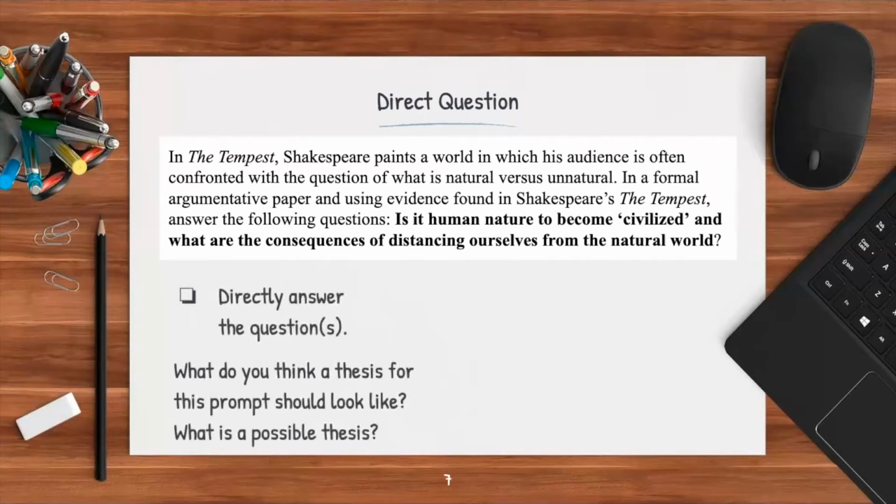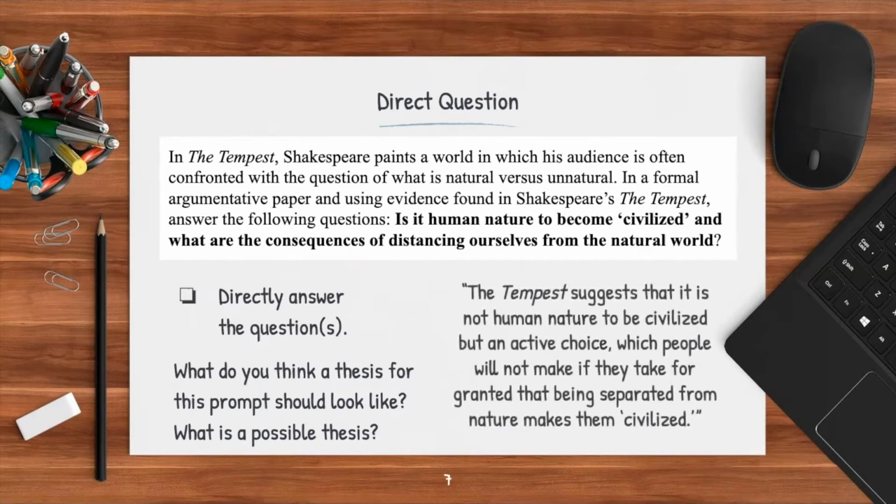For a direct question like this, you'll have to answer the question, and that will be a key part of your thesis. In this example, the prompt asks, is it human nature to become civilized? You essentially have to answer, yes, it is human nature to become civilized, or no, it isn't. So try to think about what you can do to make yours a bit original. What do you think a thesis for this prompt should look like?